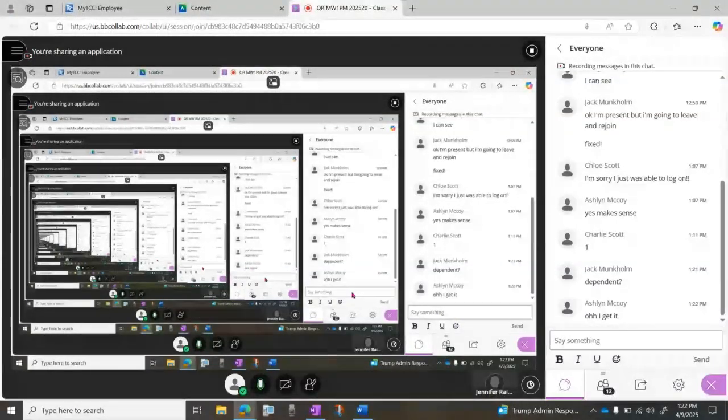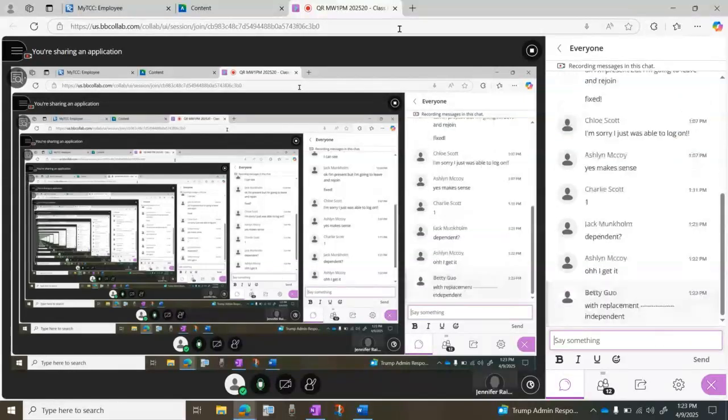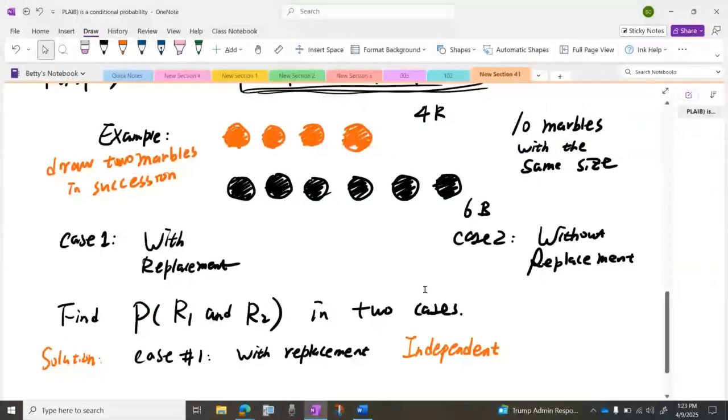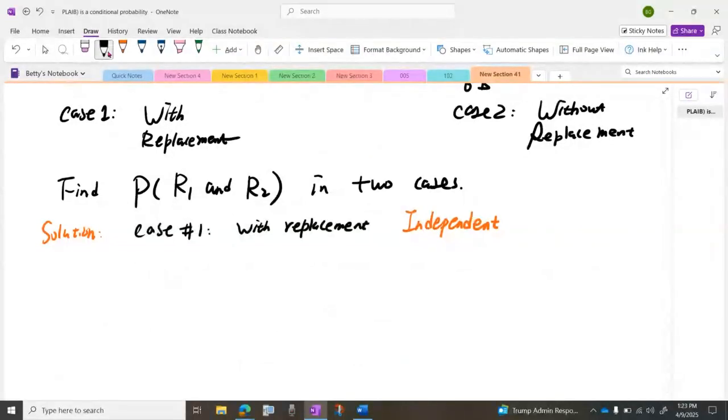Let me write it down. You need to understand and memorize: with replacement means you put it back, so all the settings are recovered. With replacement is independent, okay? So when two events are independent, how do we find the probability of R1 and R2? When the two events are independent, the probability of R1 and R2 is P of R1 times P of R2.